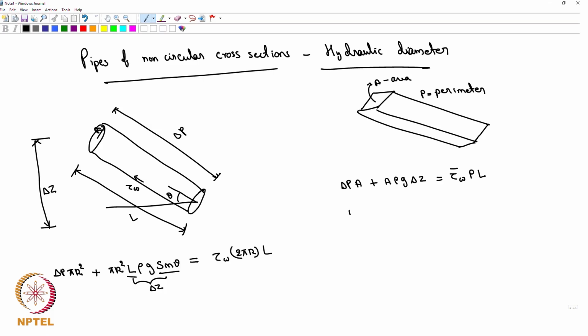So that would mean delta P divided by rho g plus delta Z is equal to tau W bar times L divided by rho g, with the area and perimeter ratio.